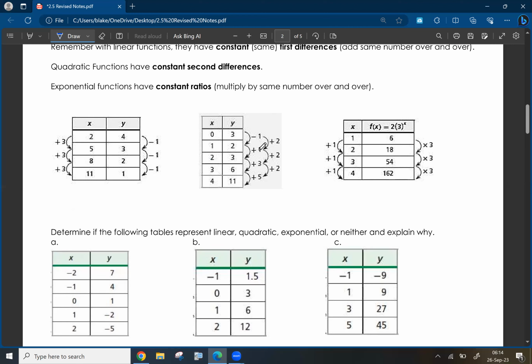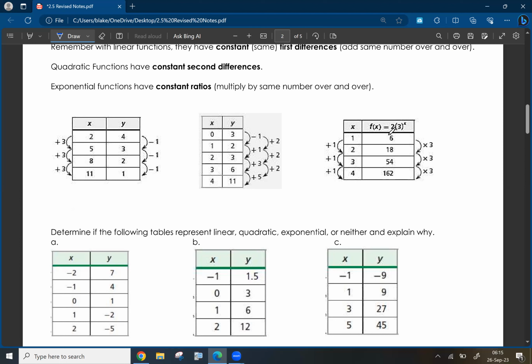So -1 to +1 is an increase of 2. 1 to 3 is an increase of 2. 3 to 5 is an increase of 2. So they all have the same common second differences. If that happens, it's a quadratic. So for a quadratic, you'll have to take the difference once and then again, and if it's the same the second time, it's a quadratic.